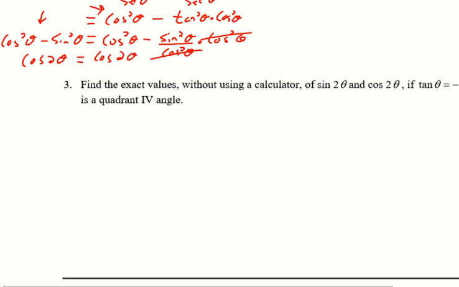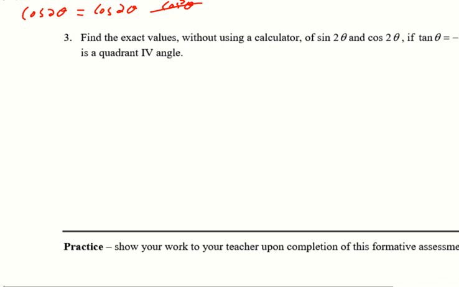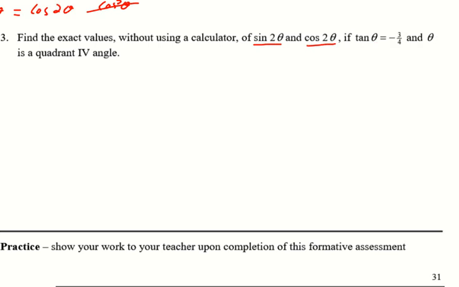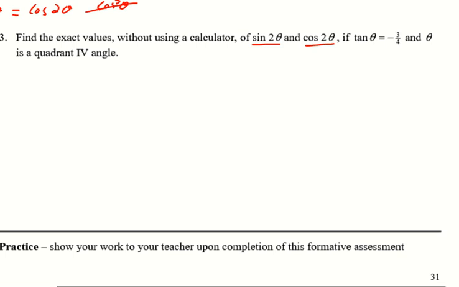Okay. So 3. We're almost done. It says find the exact values without using a calculator of sine 2 theta, cos 2 theta, if tan theta is negative 3 over 4, and theta is in quadrant 4.